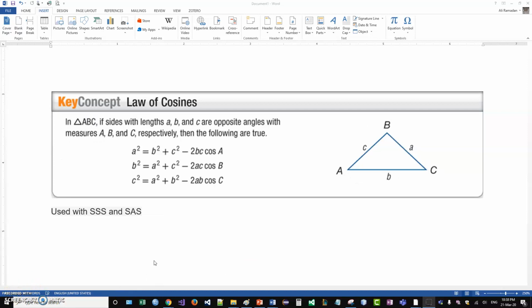Now for the law of cosines. If we have an oblique triangle, then a squared equals b squared plus c squared minus 2bc cosine A. b squared equals a squared plus c squared minus 2ac cosine B, and c squared equals a squared plus b squared minus 2ab cosine C. We use this law when we have a triangle with three known sides, or side, angle, side, so two sides and an included angle.